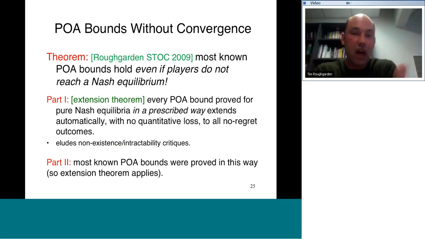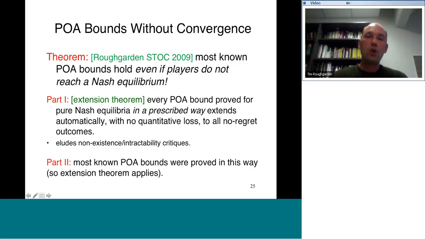Now, this would not be interesting if the hypotheses of this extension theorem were never met. If nobody ever proved price of anarchy bounds in this restricted way, you could never apply this extension theorem. Happily, if you go to the literature and look at most of the well-known price of anarchy bounds, one discovers they either immediately meet the hypotheses of this extension theorem or can be easily recast as such. So when I say most known results, what I really mean is two-thirds or more of the price of anarchy bounds out there in the world are proved in a way conforming to a template that I'll show you in a second, for which this extension theorem holds. So the extension theorem holds always for a certain class of proofs, and say 70% of the proofs that people have ever done fall into this class, okay?